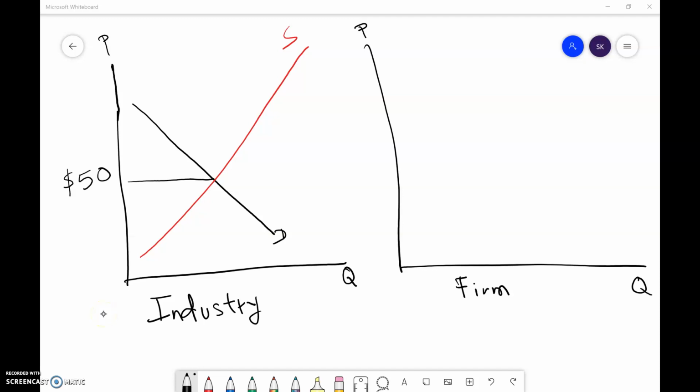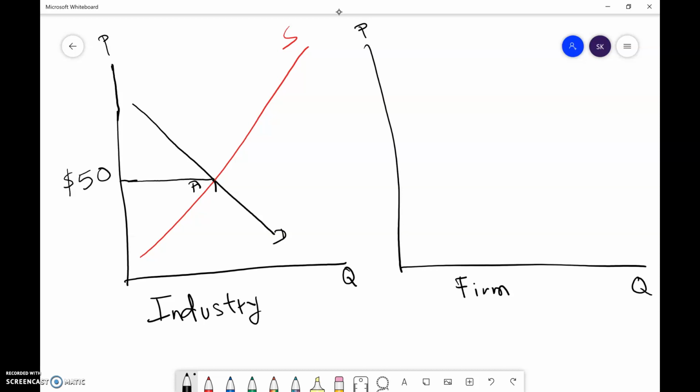Hey everyone, in the last section we looked at how entry eliminates profits. In this section we will look at how exit eliminates losses. I have an industry demand curve and supply curve, and just to let you all know, the demand curve pertains to the buyers and the supply curve pertains to the sellers. Anyway, the intersection is at this point A and the equilibrium price is $50.